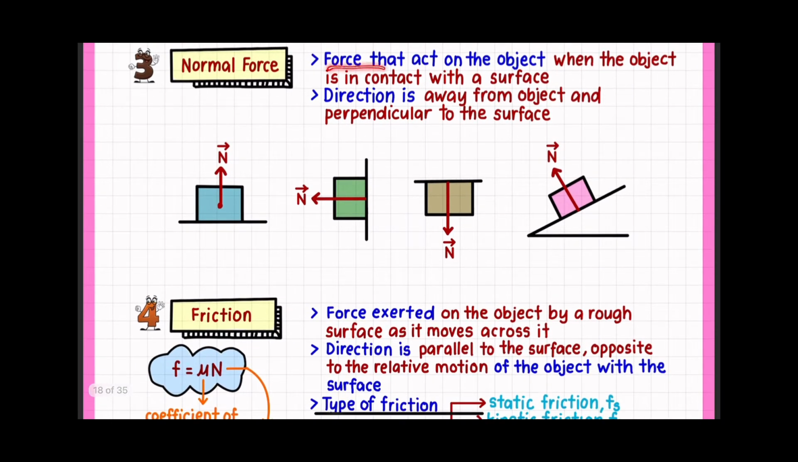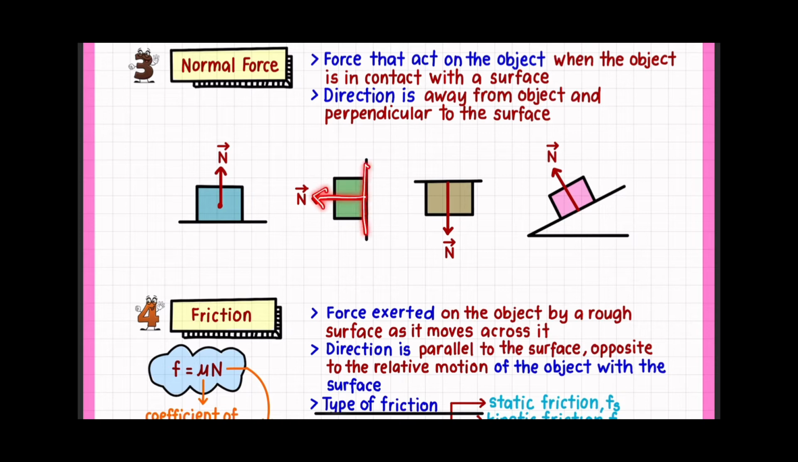Okay, next is normal force. Normal force is the force that acts on the object when the object is in contact with the surface. Ada contact surface akan wujud normal force. So direction dia always away from the object and perpendicular to the surface. Perpendicular to the surface is 90 degree kan. Okay, so dia away from the body atau away from the object. So itu adalah normal force lah.